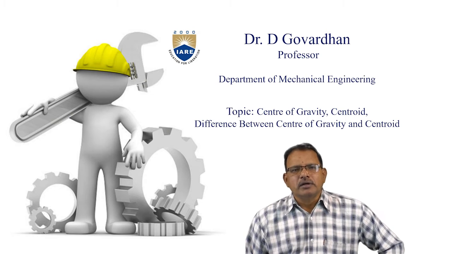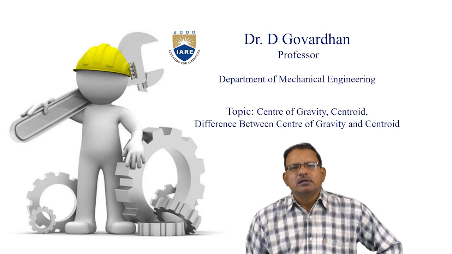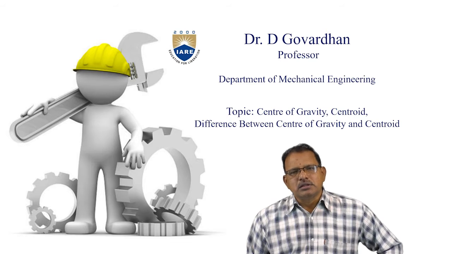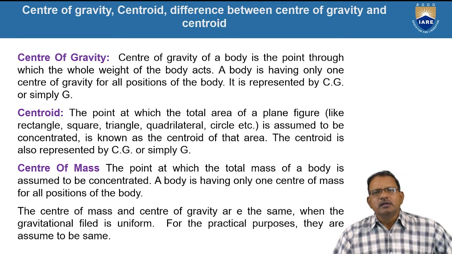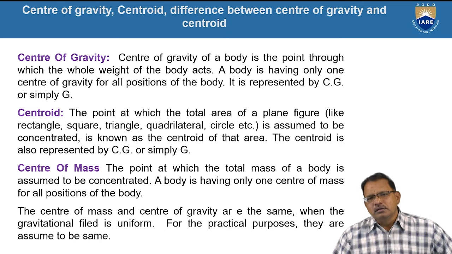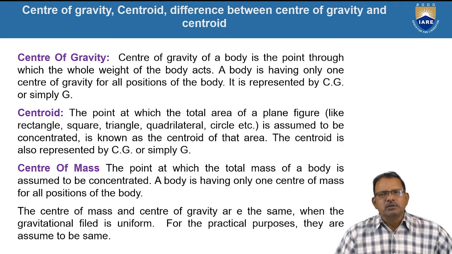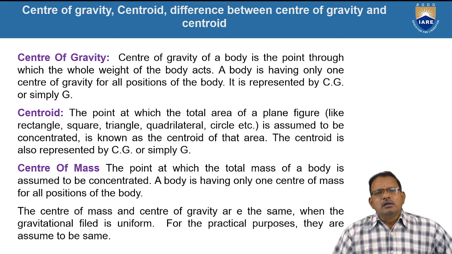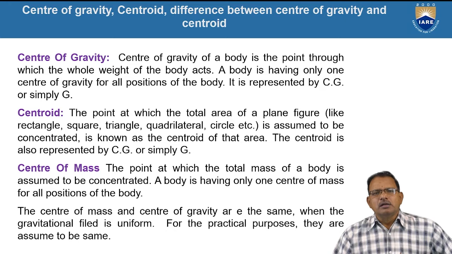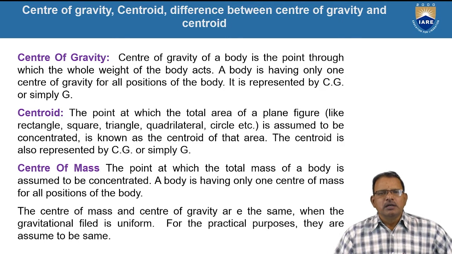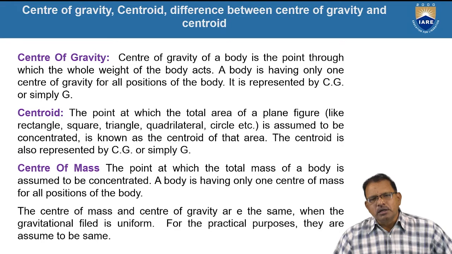Today the topic is center of gravity, centroid, and the difference between centroid and center of gravity. Center of gravity is generally represented as CG. It is a point through which the whole of the body weight is assumed to pass. The point always remains constant irrespective of rotation of the body. The term center of gravity is generally applicable to three-dimensional objects.